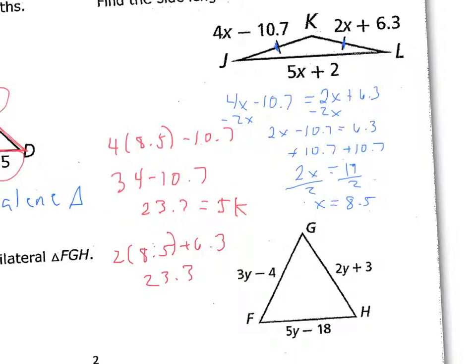And your last one, we have JL, which would be 5 times 8.5 plus 2. Okay, so 5 times 8.5, what is that? 42.5. And add 2, so you get 44.5. Okay, so here would be your 3 different side lengths.